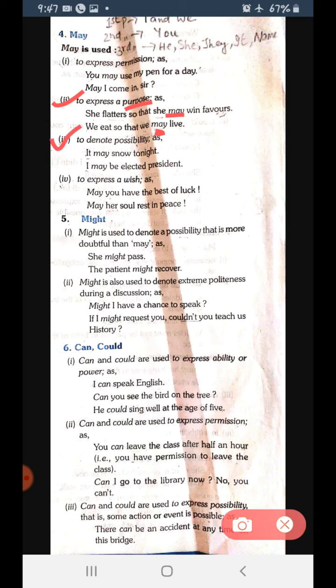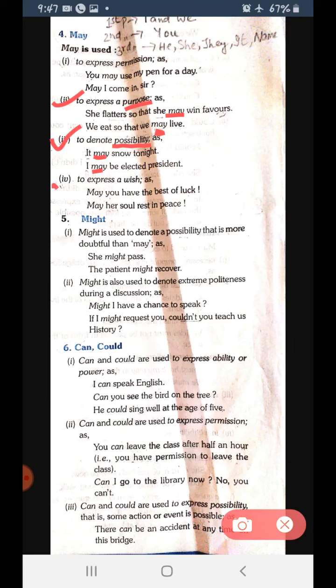Now, point number 3, to denote possibility. Possibility means certainty. It may snow tonight. Here may shows the chances of snowing tonight. That tonight it may snow. Now, example number 2, I may be elected president. Here it shows the possibility that I may be elected president.